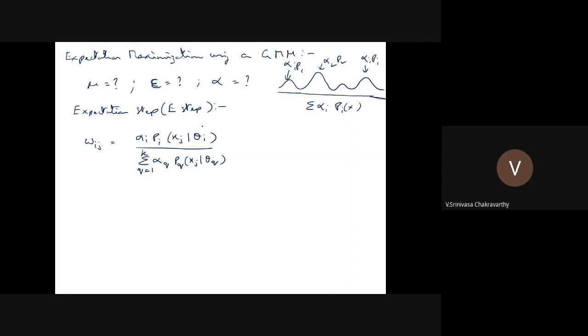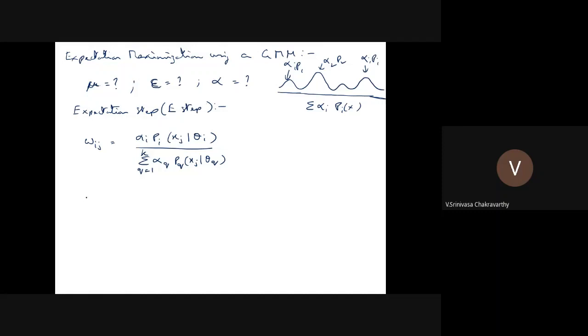Now, once you have the weight matrix, in case of fuzzy clustering, we went ahead and calculated the mean vectors, the x bars. So similarly, in this case, we not only have the mu's, the x bar in this case notation is mu. You also have to calculate the epsilon matrix and the alphas, the coefficients. How do we do that?